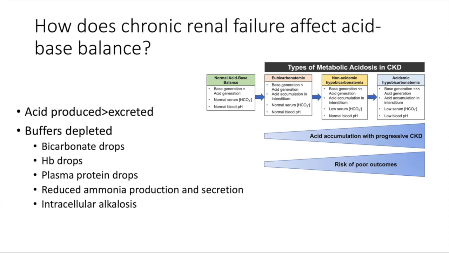Reduced total number of functioning nephrons will reduce the production and secretion of ammonia, and therefore reduce buffering of the urinary hydrogen, and eventually reduce tubular secretion of hydrogen. Excess potassium causes intracellular alkalosis, which inhibits hydrogen secretion, and bicarbonate reabsorption and regeneration will be reduced.